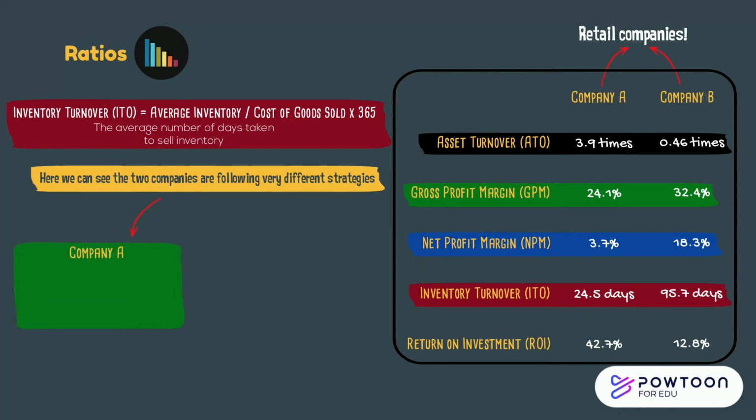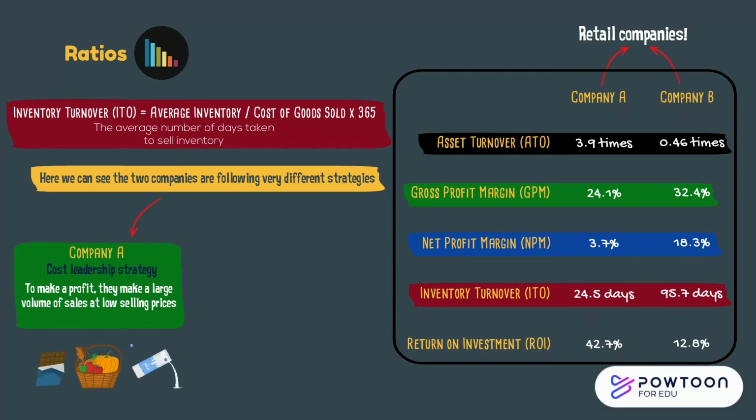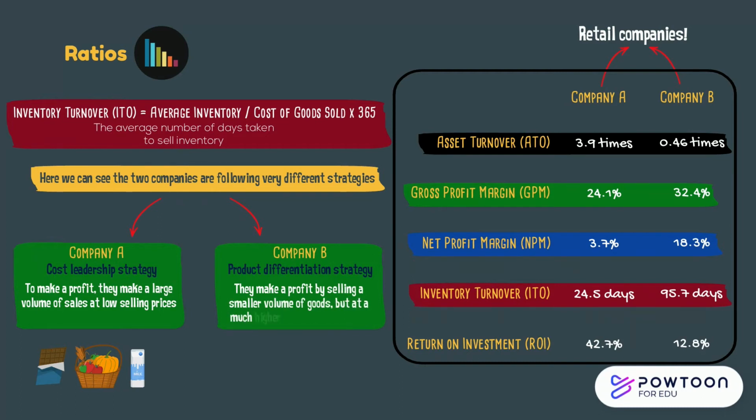Company A is following a cost leadership strategy. To make a profit, they make a large volume of sales at low selling prices. They most likely sell fairly low-cost goods that move in and out of the business quickly and are bought often by consumers. Company B follows more of a product differentiation strategy. They make a profit by selling a smaller volume of goods, but at a much higher price than they cost. They most likely sell high-priced goods that aren't bought so often.